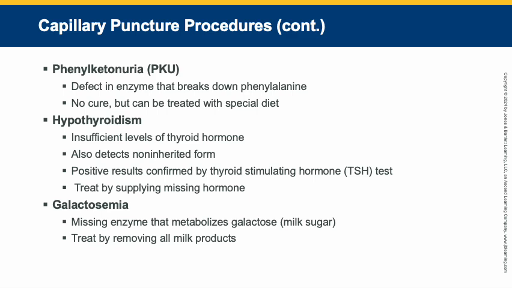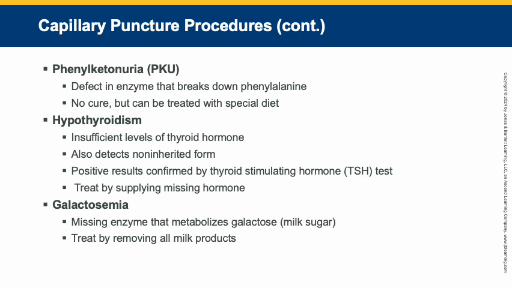Hypothyroidism. This is a disorder that is characterized by insufficient levels of thyroid hormones. It also detects non-inherited forms. Positive results are confirmed by a thyroid stimulating hormone test, and you treat this in the baby by supplying the missing hormone.